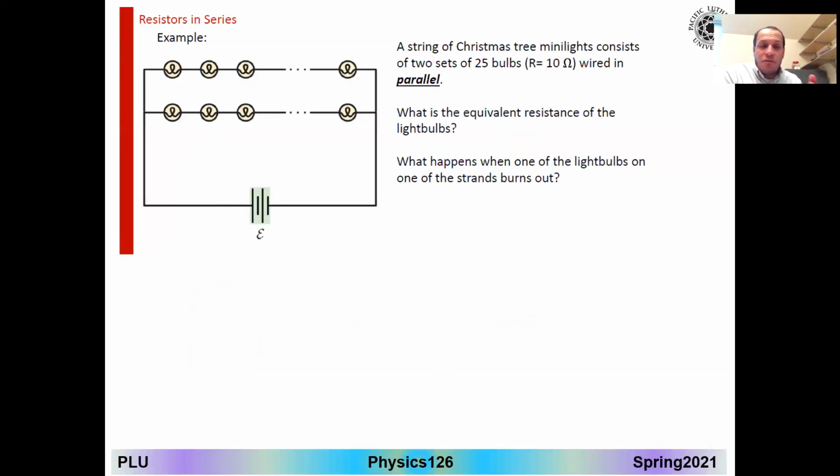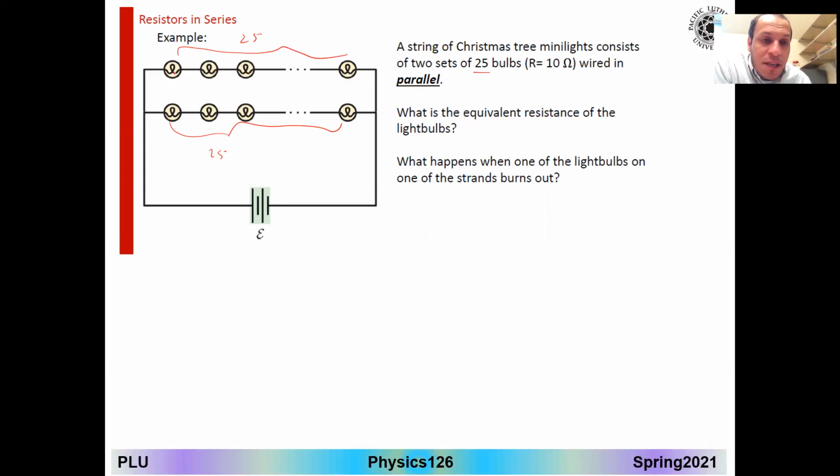Let's move to the second one, which is a practical-life example. We have a Christmas tree and mini lights. That Christmas tree's mini lights contain 2 sets of 25 bulbs. So here is the 25, and the second one will be 25. They ask you for the equivalent resistance for that connection.